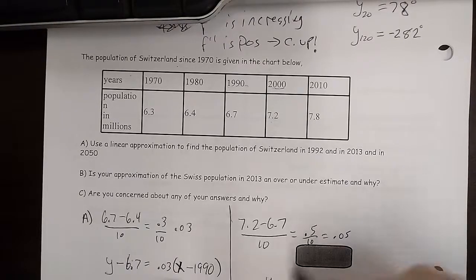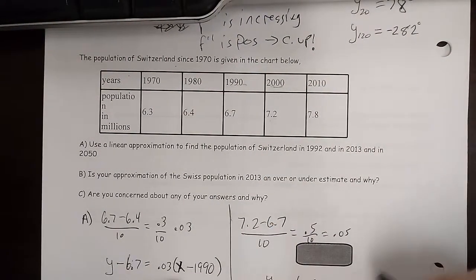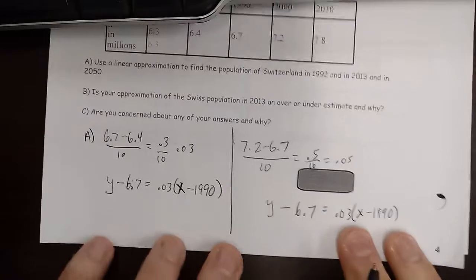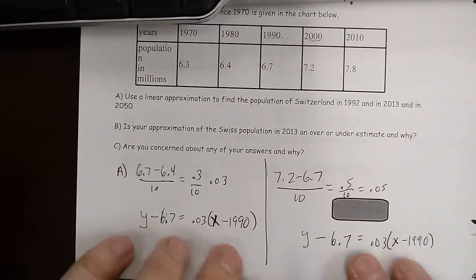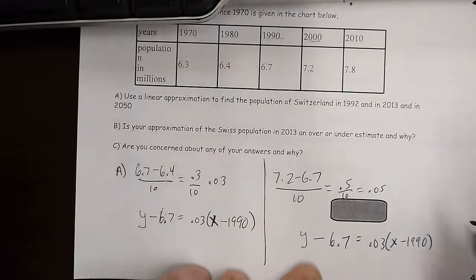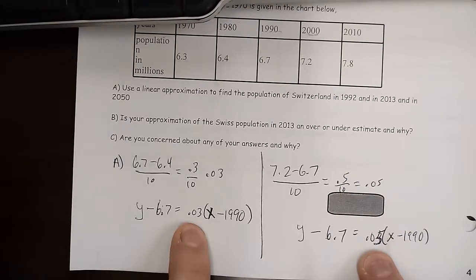So y minus 6.7 is equal to 0.03 times x minus 1990. This is one of those situations where, depending on what data we use, we're going to get a different slope. We're going to get a different slope, which means we're going to get a slightly different answer. We may even want to average those.